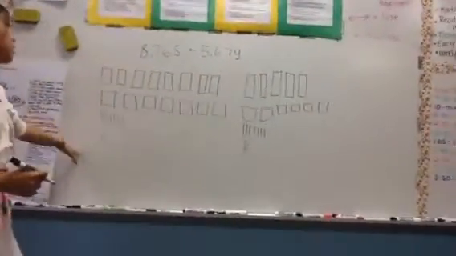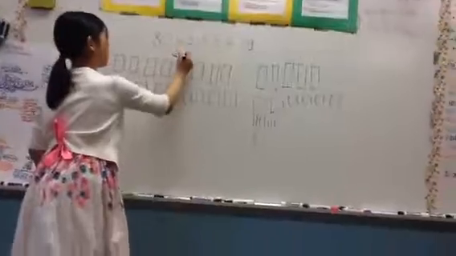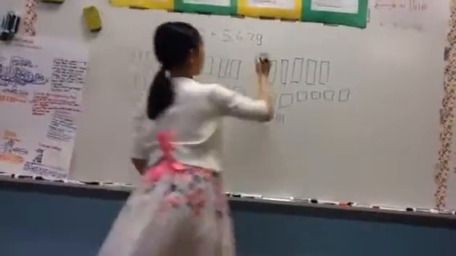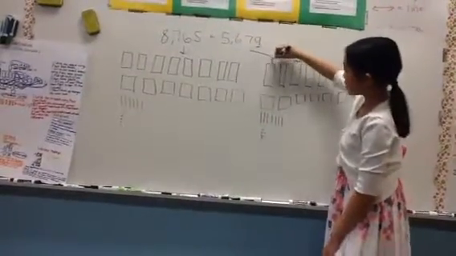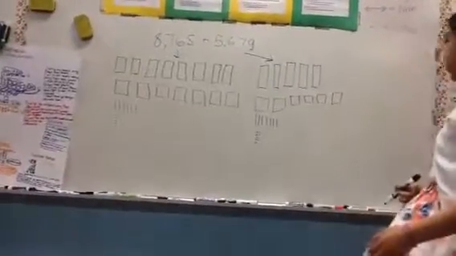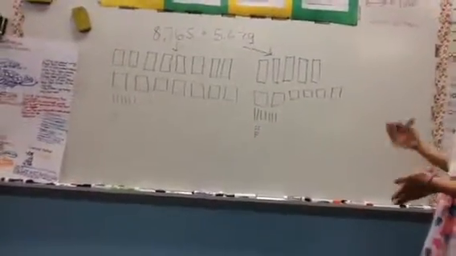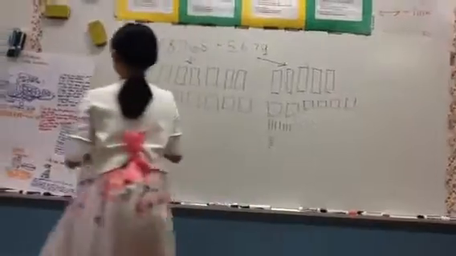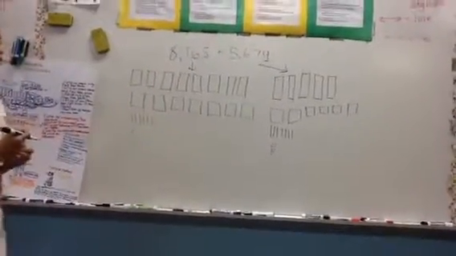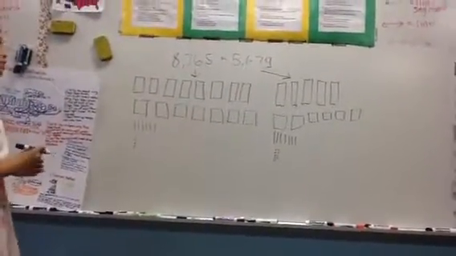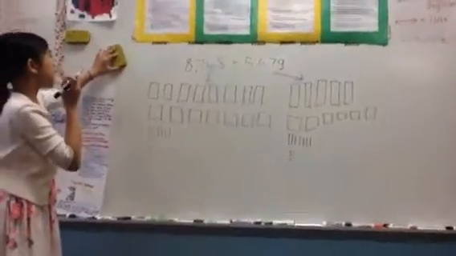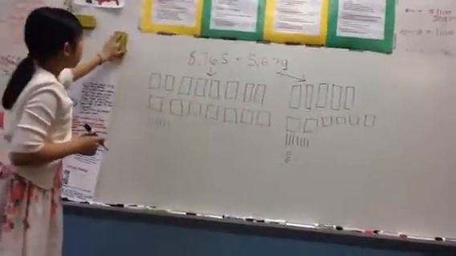Here's our first add-in, which is this, and our second add-in, which is this. So now, all you have to do is add them together. If it gets more than 10, you will have to regroup and make it into the higher place value block.